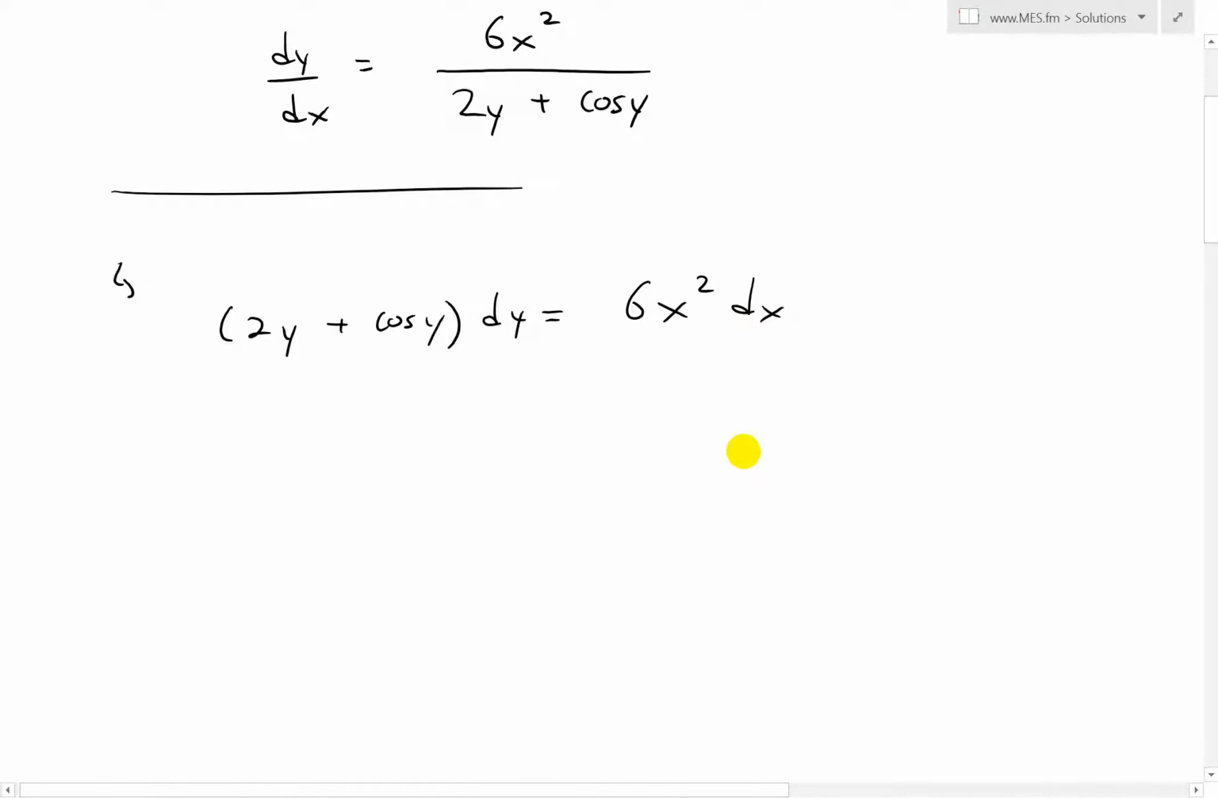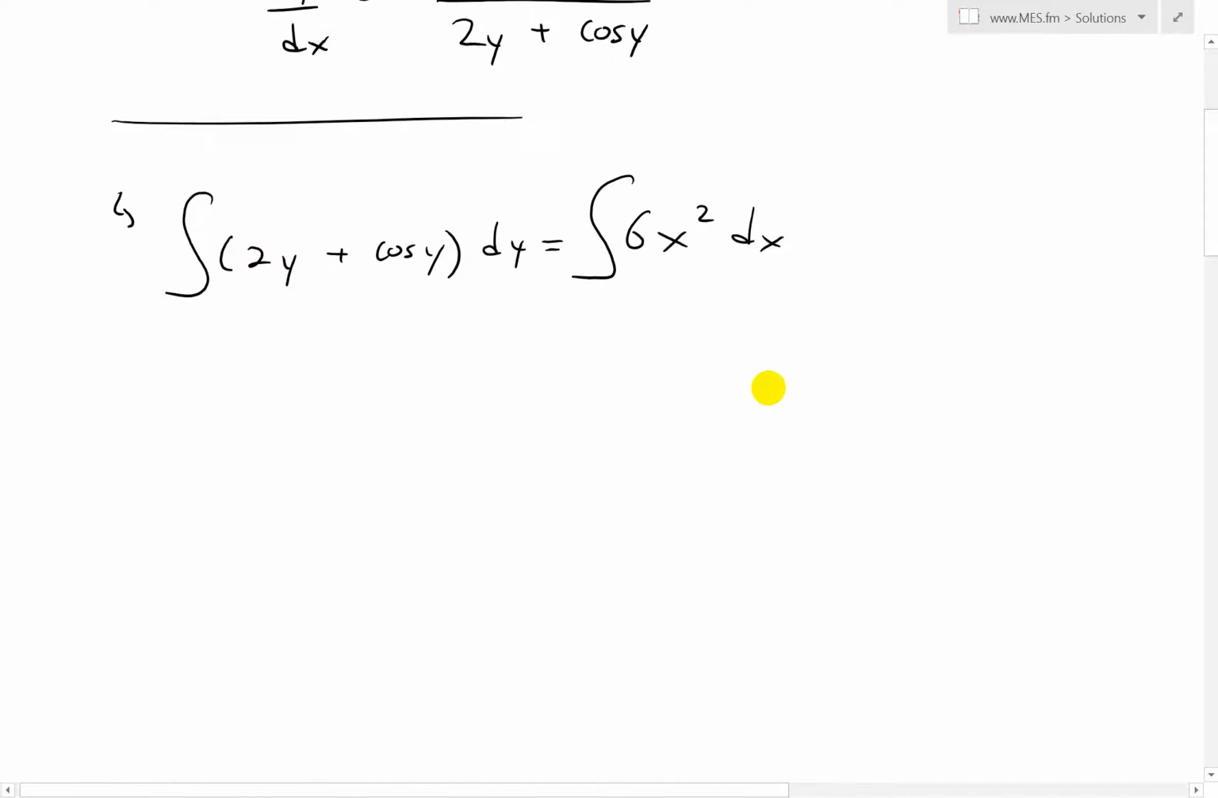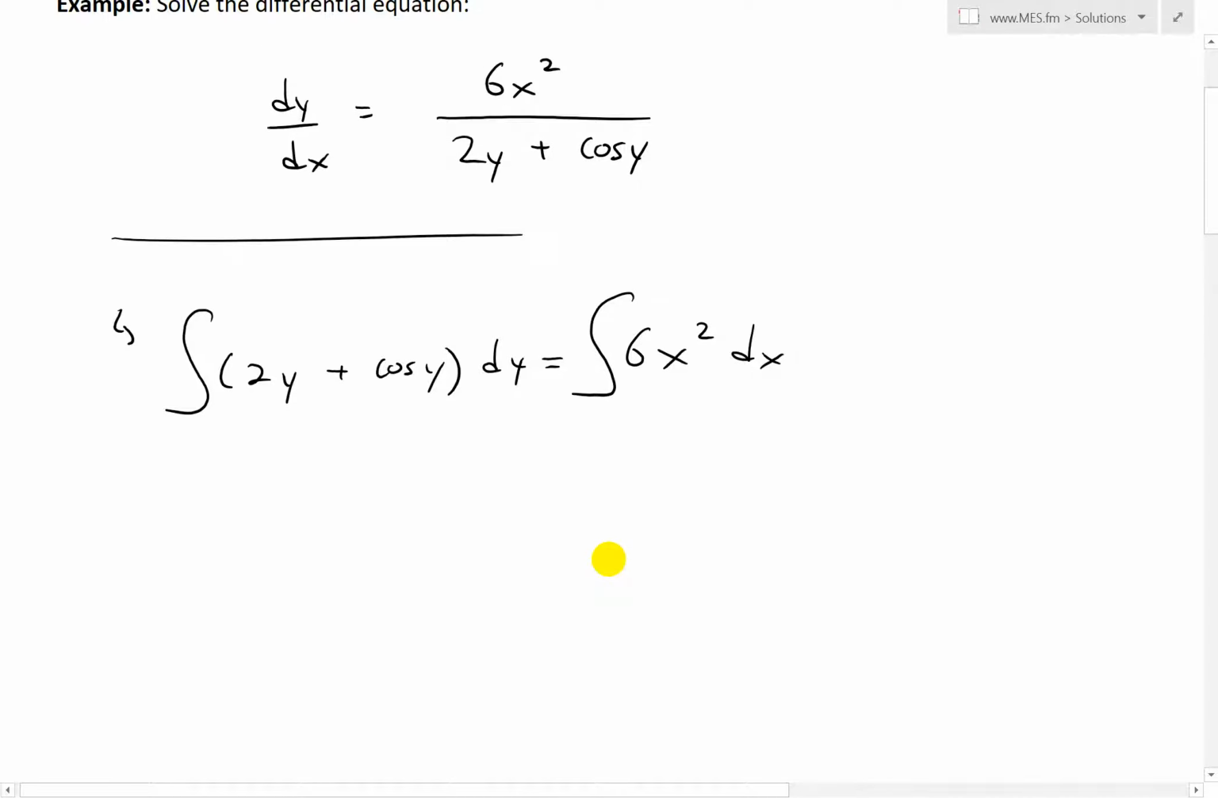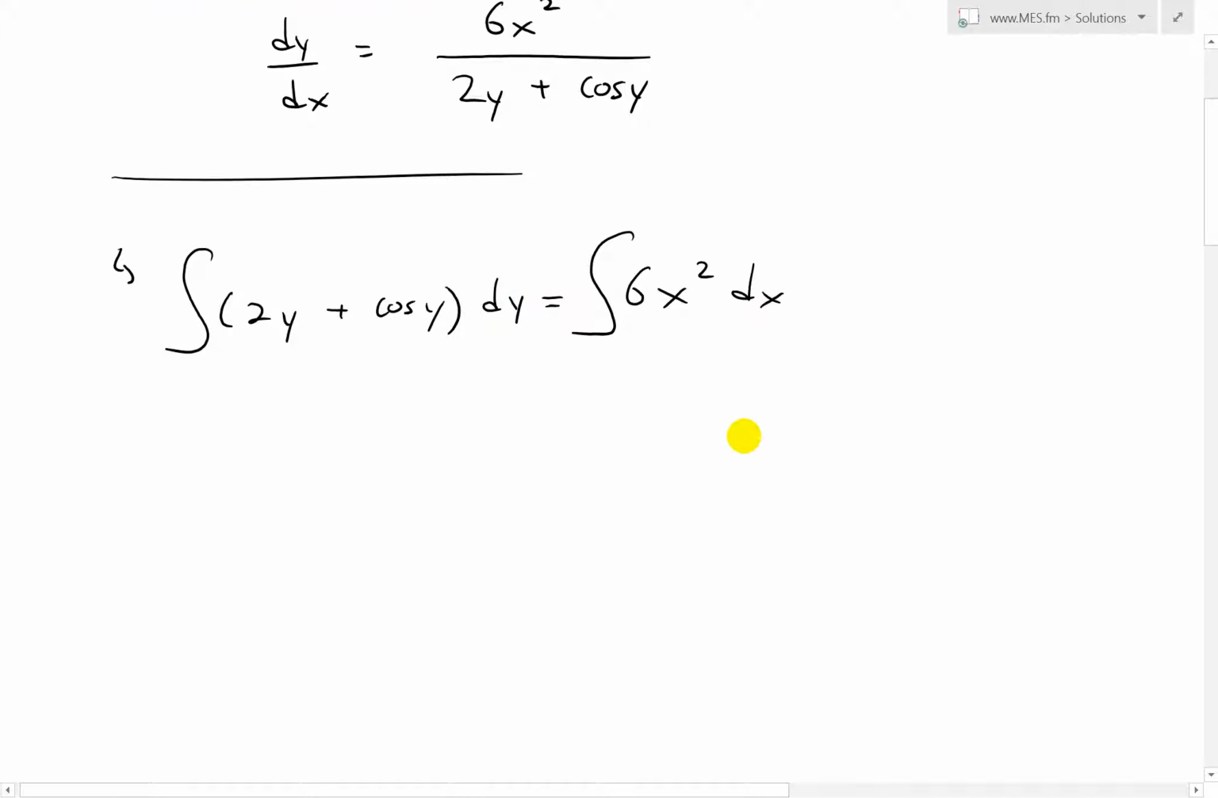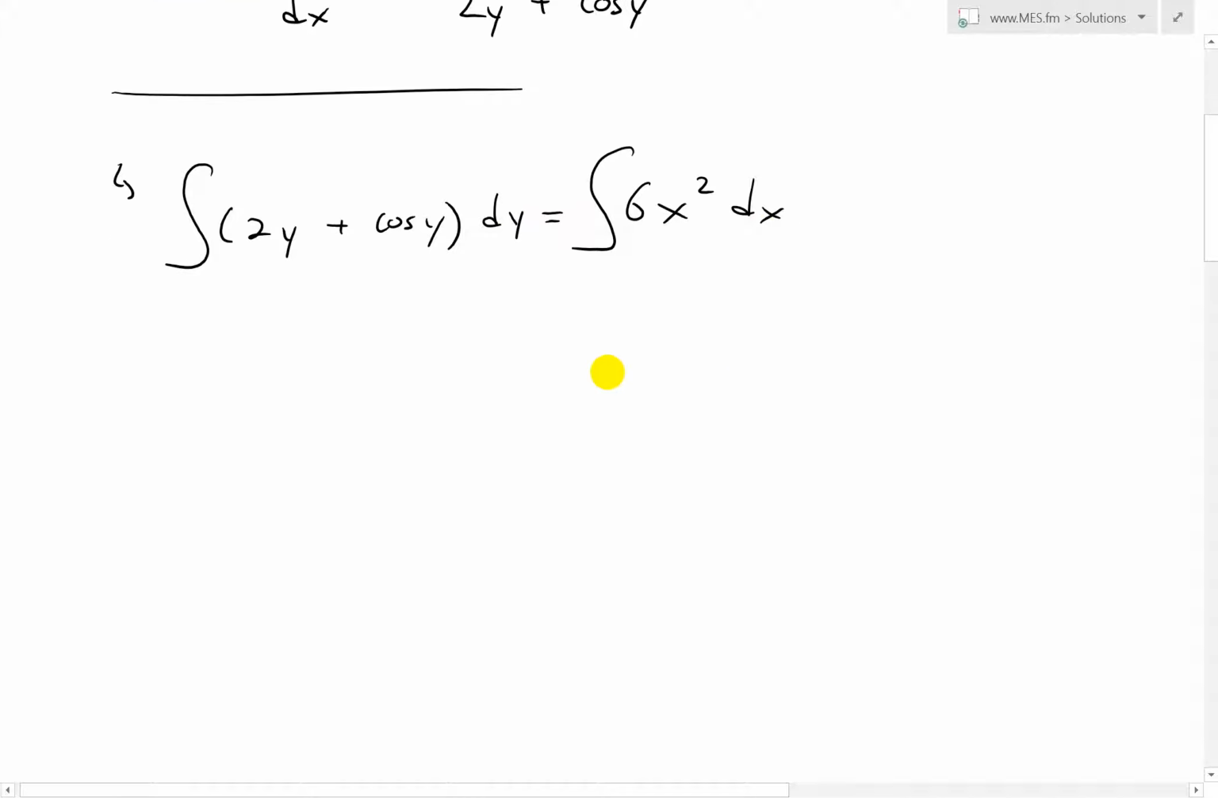Now, like I explained before, for a separable equation we just take the integral on both sides. We can integrate because everything on the left is in terms of y, and everything on the right is in terms of x. The integral of 2y is y squared, and the integral of cosine y is sine y. We always have to add a constant c. I'll call this c1, because we're going to have a constant on the right side as well.